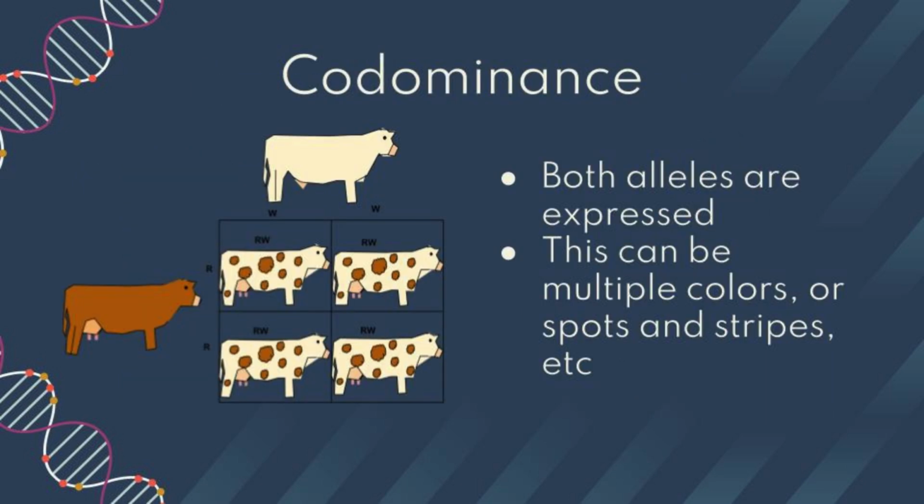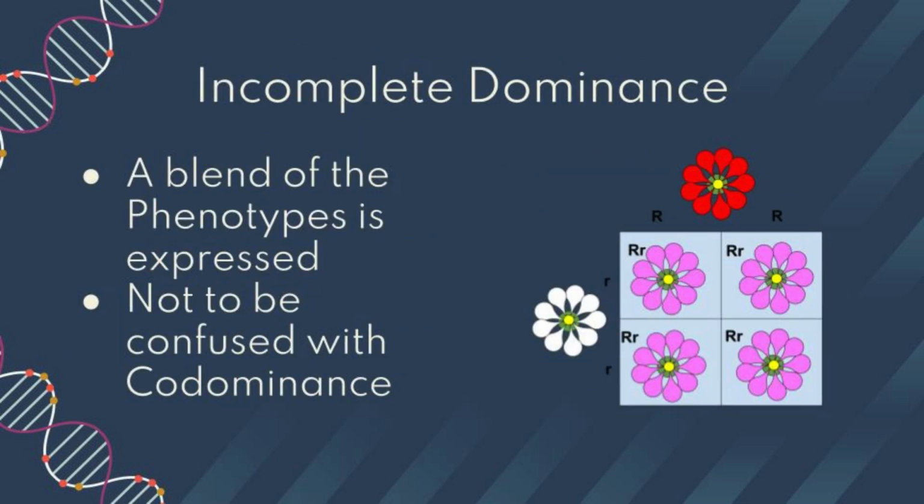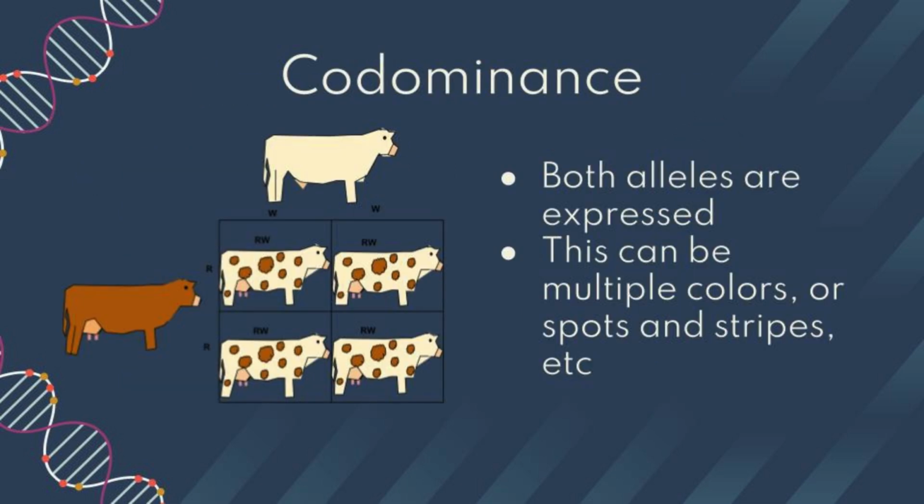Codominance, on the other hand, is where both are expressed, but they're not blended. They're side by side. So this could be multiple colors, spots, stripes. So please be very careful not to mix these up. So incomplete, they're going to blend together. You're not going to see any of the original traits. Codominance, like having company over, you're going to see them together.